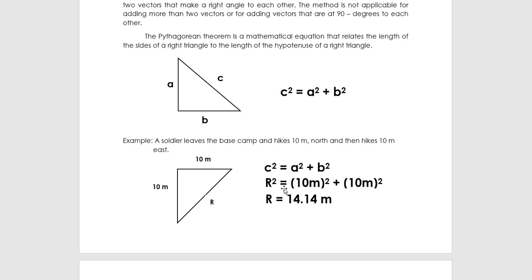Okay, so, 10 squared is equals to 100 plus 10 squared is equals to 100. So, 100 plus 100 is equals to 200. And then, we have a square pa rin dito sa r. So, we need to square it para makancel yung square. So, the square root of 200 is equals to 14.14 meters. So, this is the value of the hypotenuse.